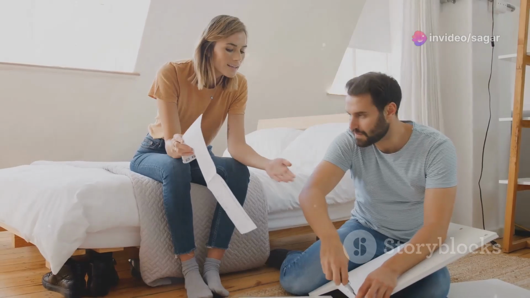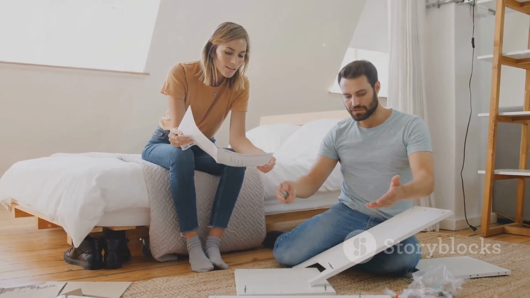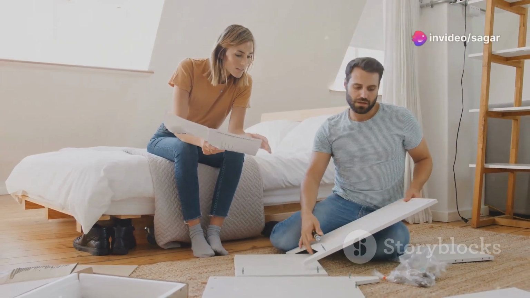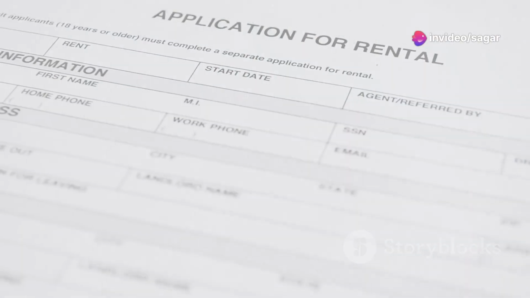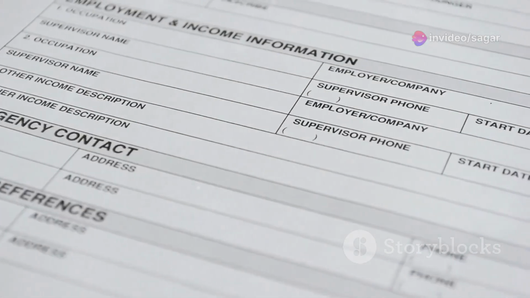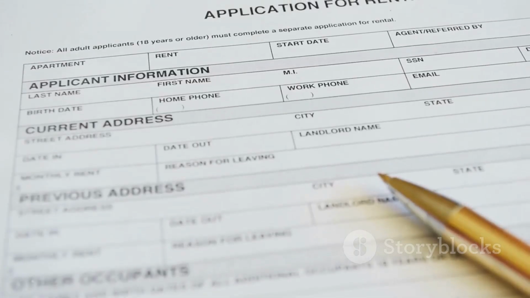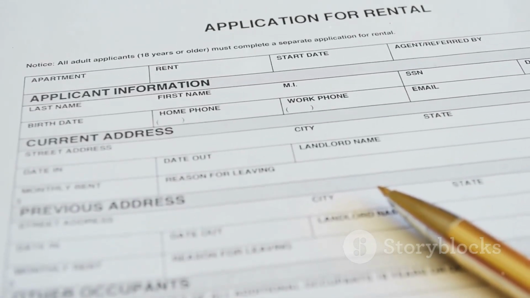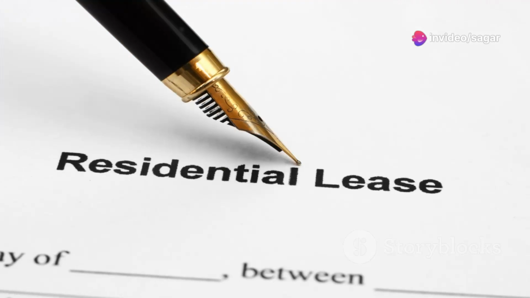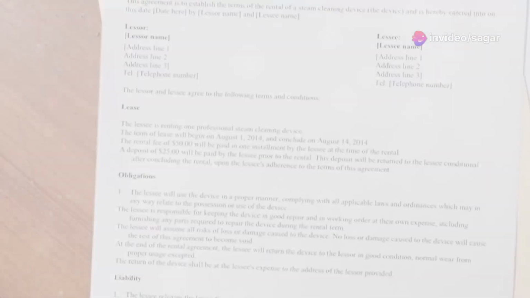Respecting the property and neighbours. Tenants should use the rental property reasonably and respect the rights of neighbours by avoiding excessive noise or disruptive behaviour. Reporting maintenance issues. Tenants are responsible for promptly reporting any maintenance issues or needed repairs to the landlord. This helps ensure that the property remains in good condition and that safety hazards are addressed.